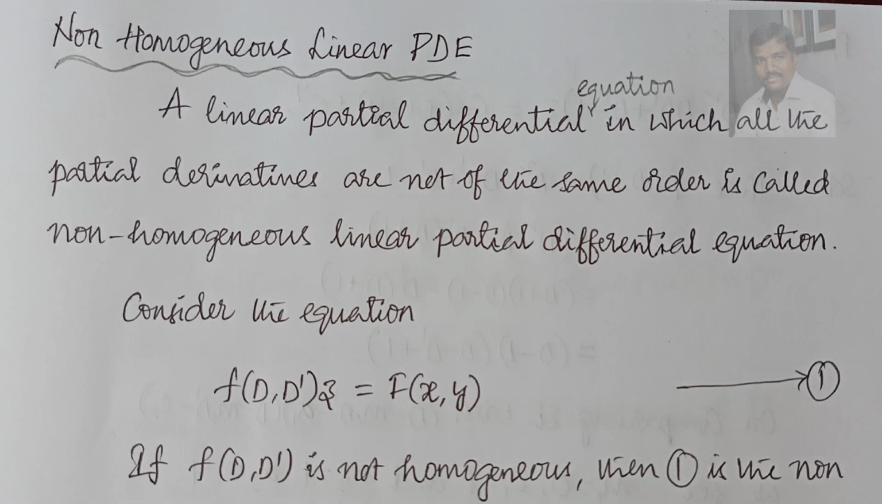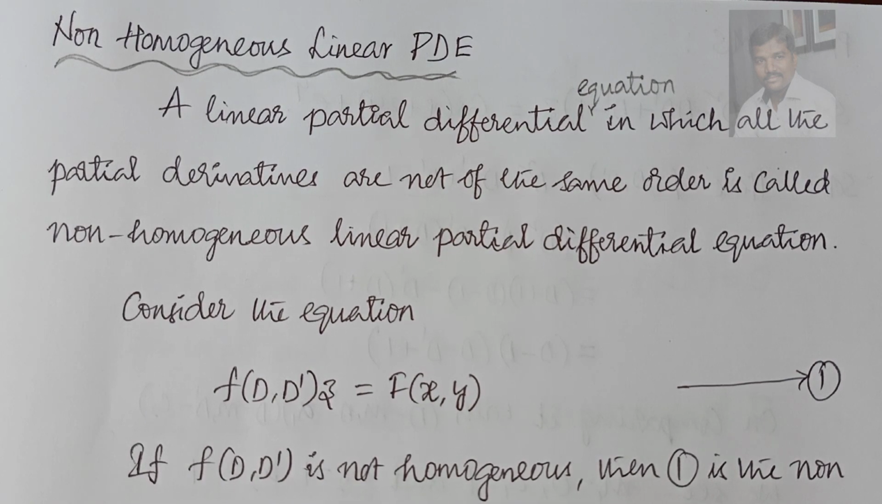In the homogeneous partial differential equation, we know that every partial derivative is of the same order, like ∂²z/∂x² + ∂²z/∂x∂y − 6 ∂²z/∂y². So here all three are of the same order. If they are not of the same order, then it is called a non-homogeneous linear partial differential equation.